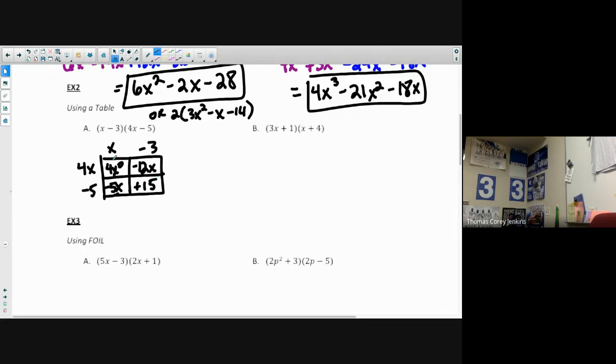So we have our 4x squared term and no other like term, so 4x squared. -5x and -12x are like terms, so we're going to write that as a single minus 17x, and then there's a plus 15 by itself. So 4x squared minus 17x plus 15. All right, and like I said, B has worked out the same way. If you think you like the table, you might check that out on the notes.